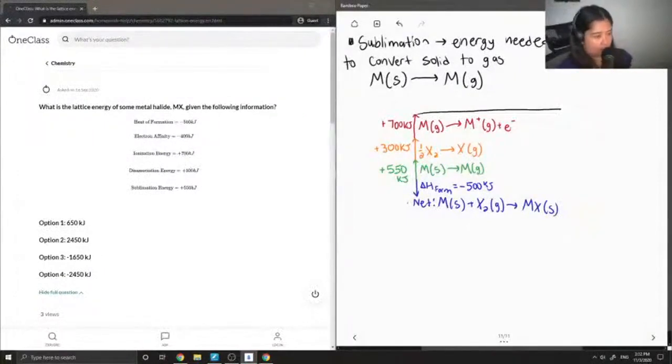I'm gonna draw the other half of our Born-Haber cycle. So going down, what released energy was our halide gaining an electron to become a negatively charged species. So this released 400 kilojoules.